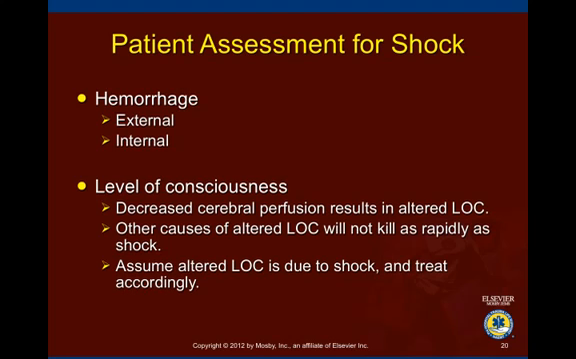And we're going to be careful to not only think of hemorrhage as external that we can see, and to be especially cautious for internal hemorrhage, especially in the abdominal cavity. Now watch that level of consciousness, realizing that as perfusion decreases to the brain, then the brain doesn't function as well, and we have an altered mental status. We're going to try to differentiate between the altered mental status caused from hypoxia and shock and that from other causes. And to be safe, we should always assume that our patient with altered mental status in a trauma situation has altered mental status due to hypoxia or shock.